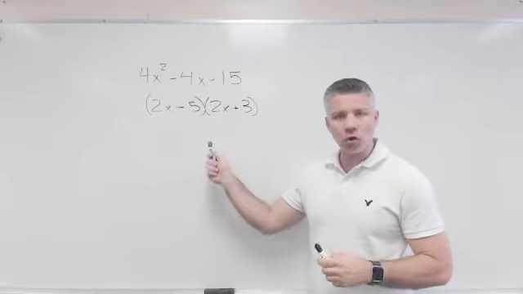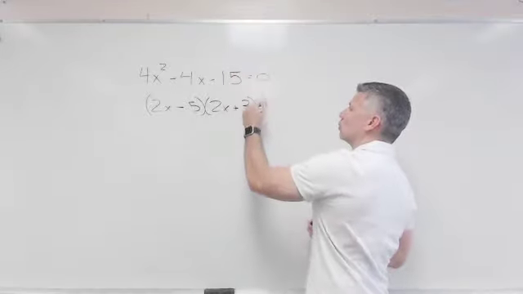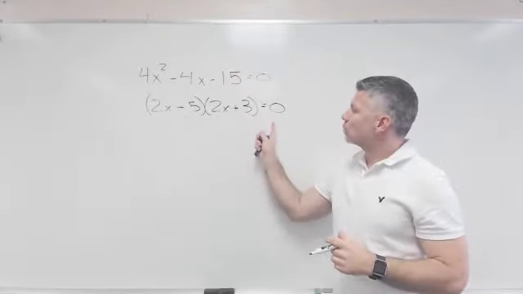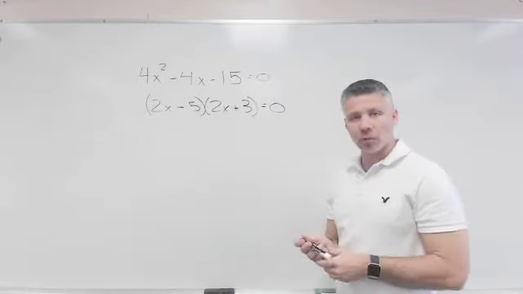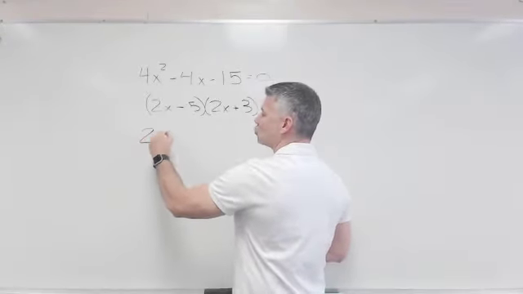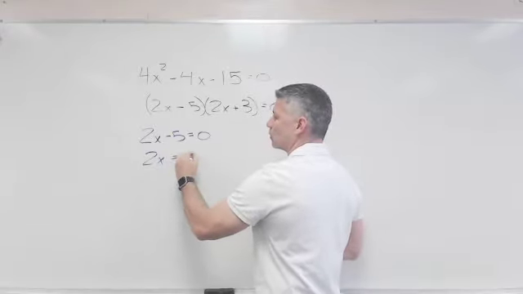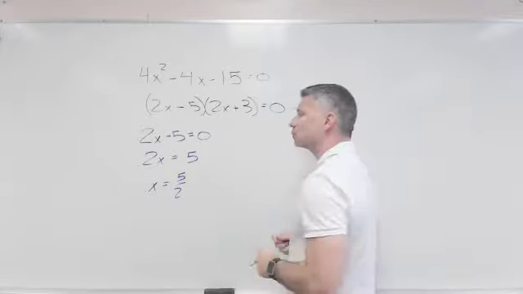But now we want to solve this equation. To solve it, we just make it equal 0. And again, if I have two numbers that multiply to get a 0, one number must be 0. Maybe it's 2x minus 5. Well, that means 2x must equal 5, x must equal 5 halves.